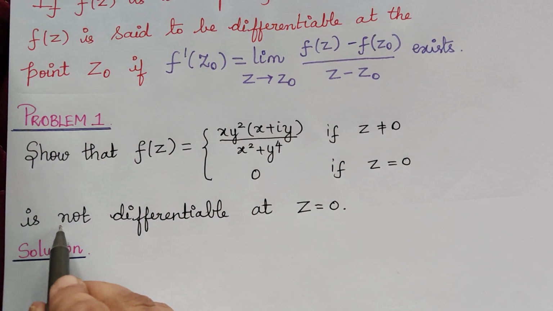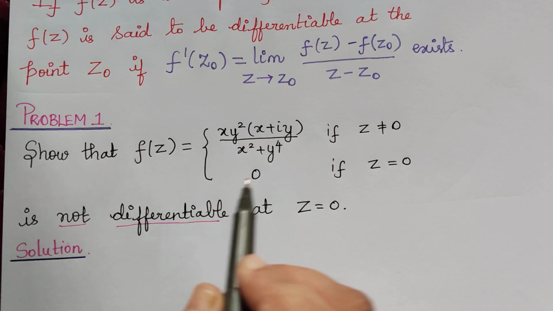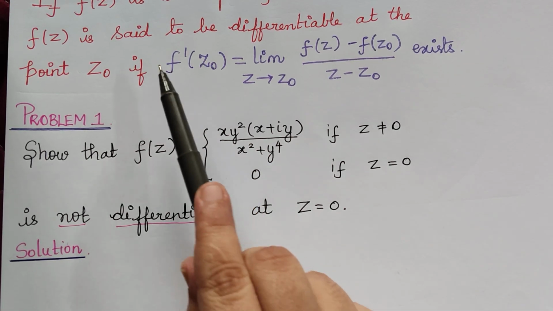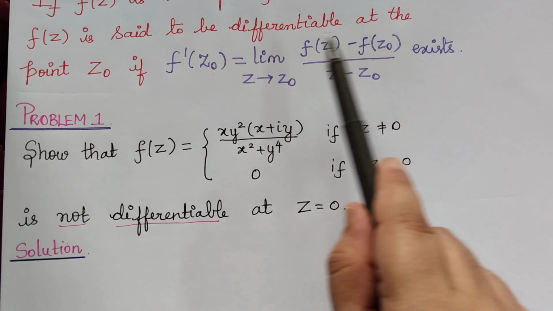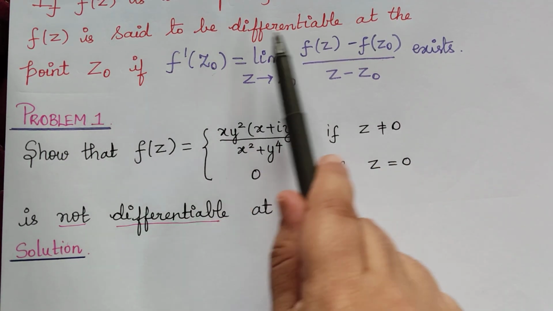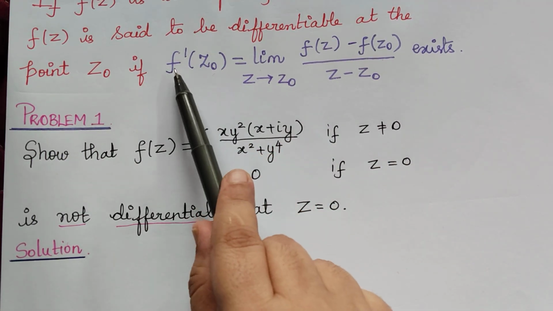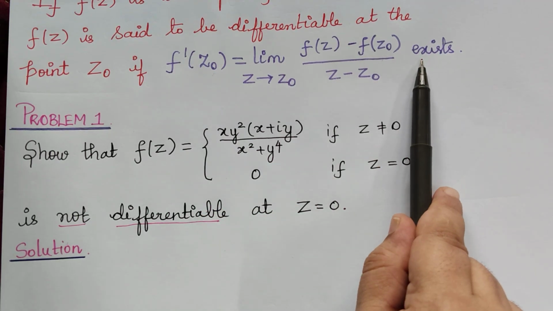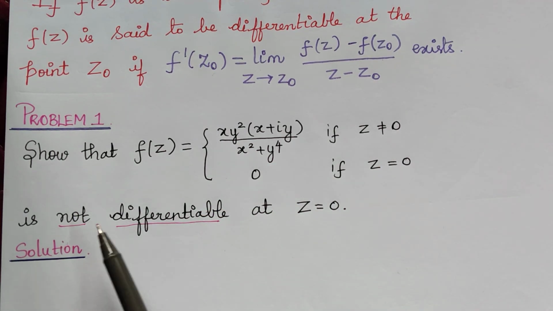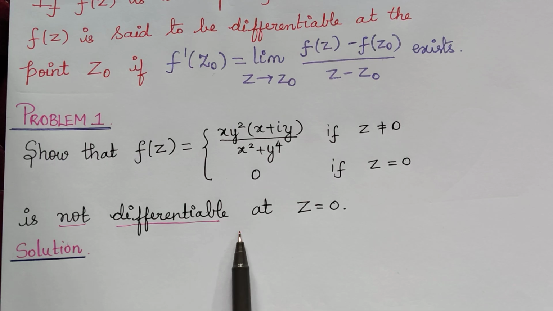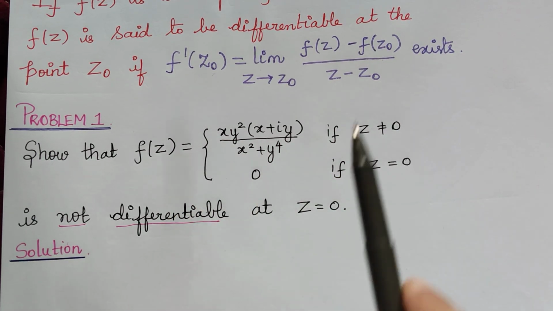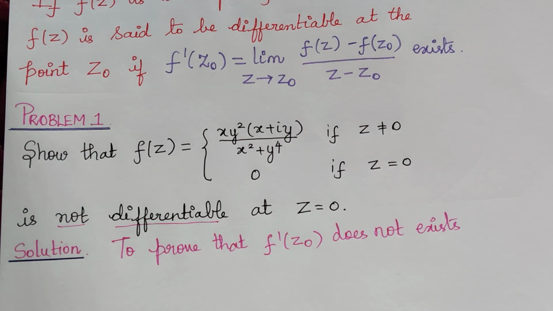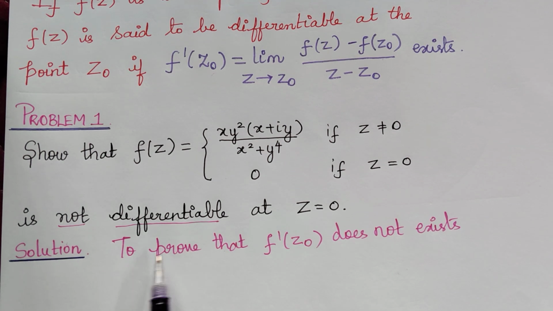So in order to show that it is not differentiable, we have to show that f dash of z naught does not exist. We know that a function is said to be differentiable if f dash of z naught exists. Now here the question is to prove that it is not differentiable, for which we have to prove that f dash of z naught does not exist. So let us start the proof. First we have to prove that f dash of z naught does not exist.